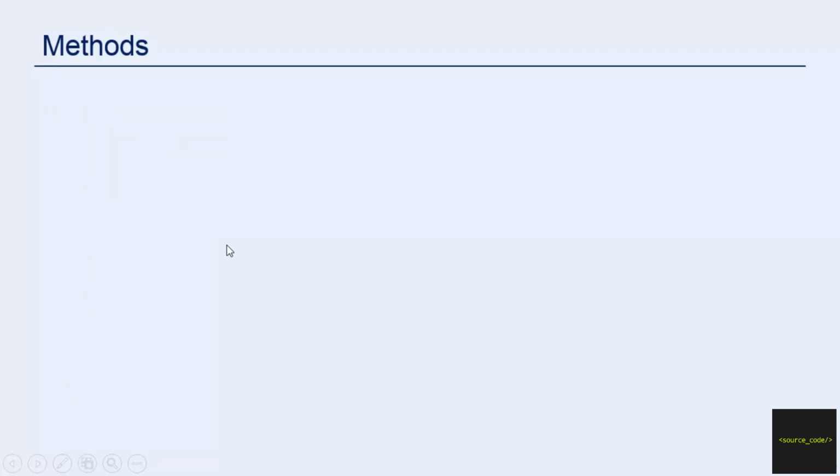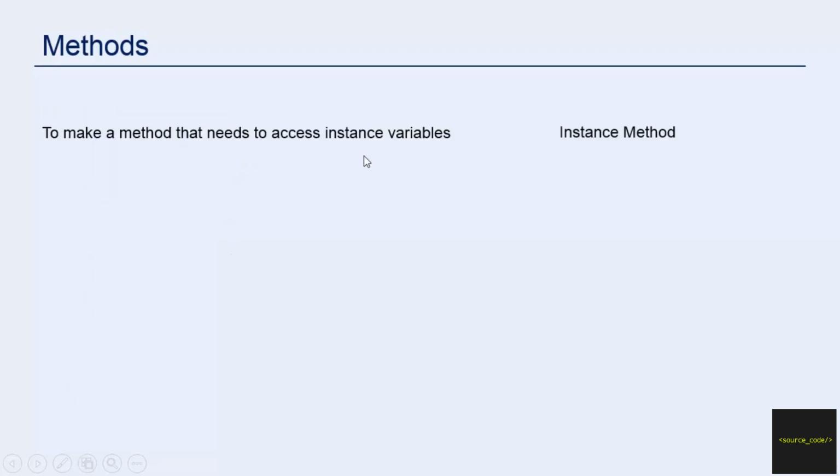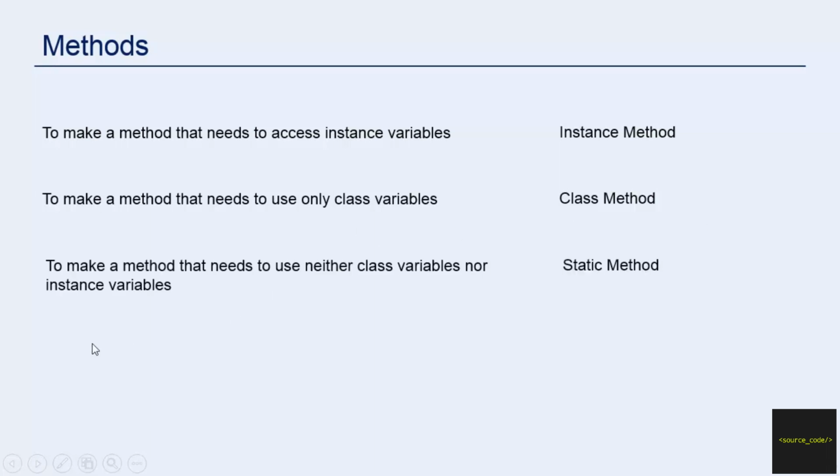So if you have to make a method that needs to access instance variables, make it an instance method. If you have to make a method that needs to use only class variables and not instance variables, make it a class method. And when you need to create a method that needs to use neither instance variables nor class variables, then make it a static method. Such a method depends only on its argument values.